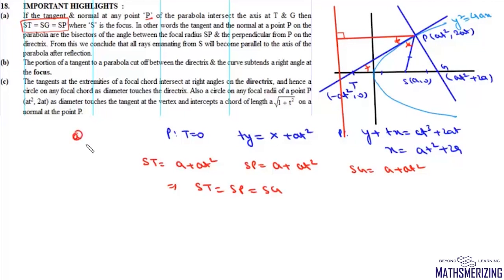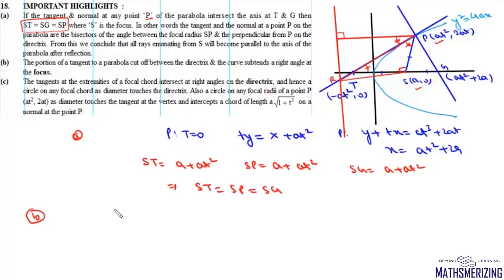That's our result A. Now we'll come to result B, which is the portion of tangent to the parabola cut off between the directrix and the curve subtends a right angle at the focus. So that means this portion of tangent between this point and the directrix subtends a right angle at the focus. So we need to prove that this angle TSP is 90 degrees. Now we already have the coordinates for P and we also have the coordinates for S. We'll find the coordinate of this point and say this point is R.